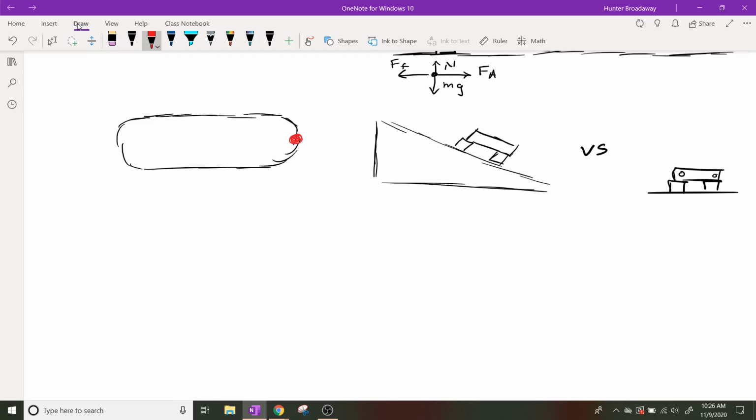Inertia. Hang on now though. Inertia is not a force. You're right, it does have inertia, but inertia is not a force in and of itself.